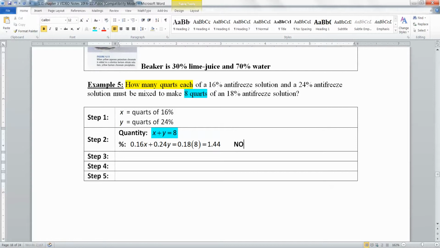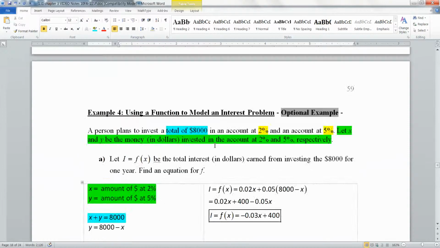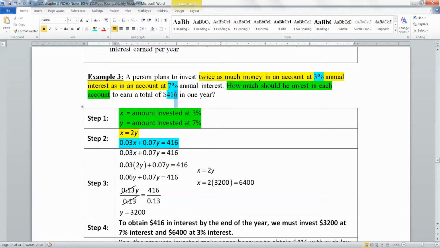So make a note to yourself: you must multiply the percentage, 18% times 8. Now, why? Well, you want to keep the units consistent. This is percentage times quarts. This is percentage times quarts. You need it to be percentage times quarts when you're done. Cool.